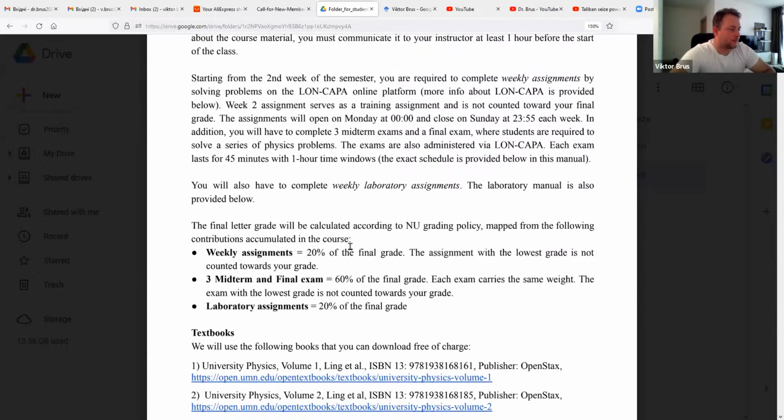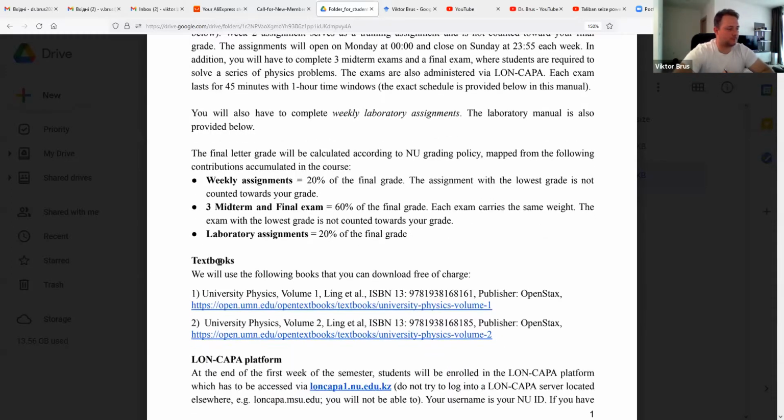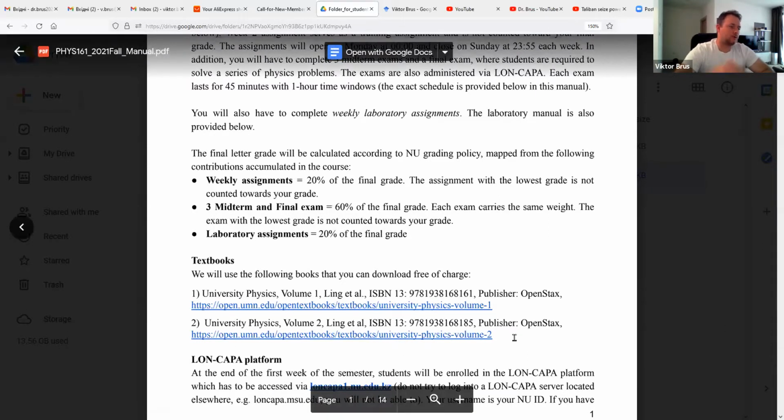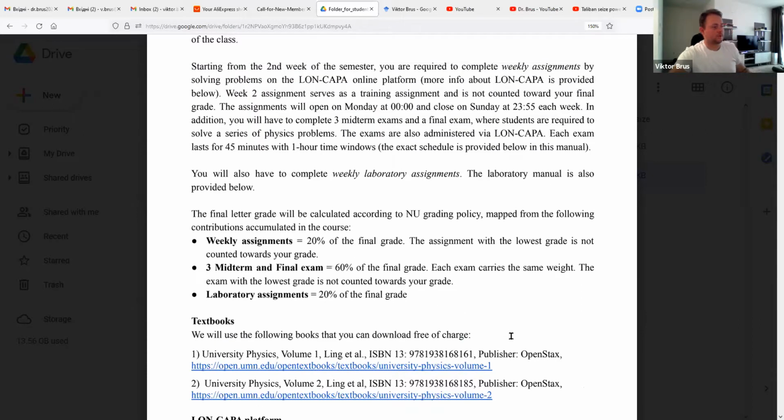Now let us come to the next point. By the way, here you have links to this online textbook, and that is freely available, so it can be accessed from anywhere. One of the most important points is the contributions to your final grade, how it will be calculated, and finally how you will get the final grade based on your activities within this course.